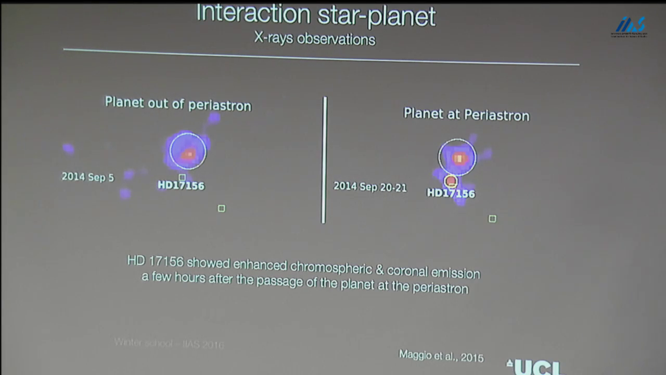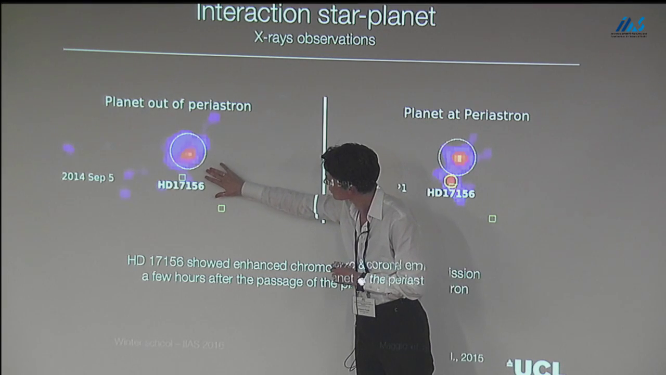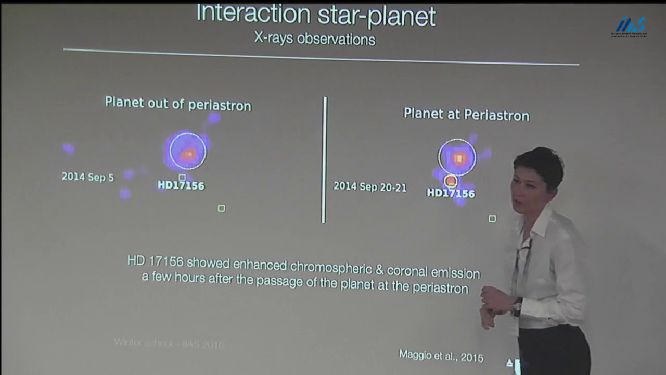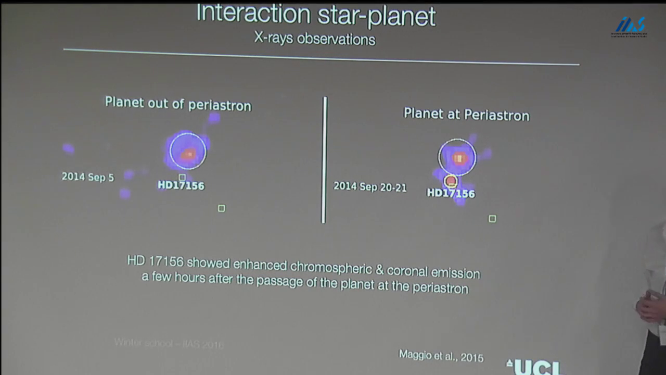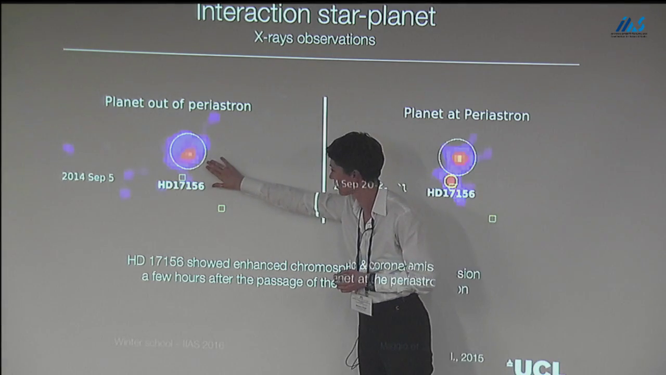What we're looking at here, basically, is a planet that is on a very eccentric orbit. This planet is HD 17156b. And so in this figure here, we're looking at the planet when the planet is far from periastron, and so the contribution of the planet is negligible to this measurement, and so this is the contribution in the X-rays of the star.